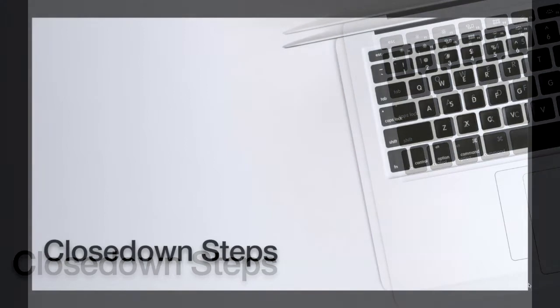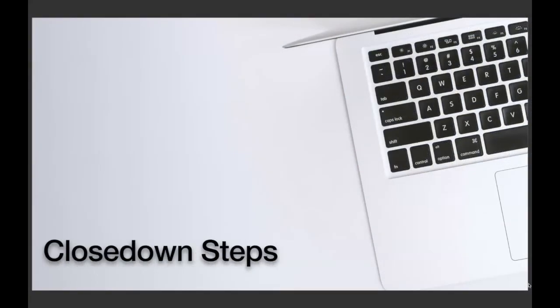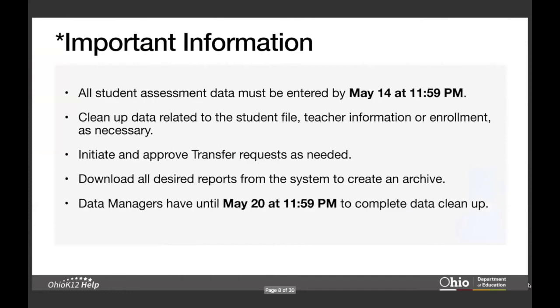About the closedown steps, things that you need to consider and think about as we are closing the window. So here's some important information. Certainly you know by now, hopefully, that all student assessment data must be entered by 11:59 p.m. on May the 14th. That's when the window closes for teacher entry of student data. So it's important that you make sure that the teachers that you're working with in your districts and your locations know that that window is going to close. That opportunity to enter data into the system will close on May 14th at 11:59 p.m.